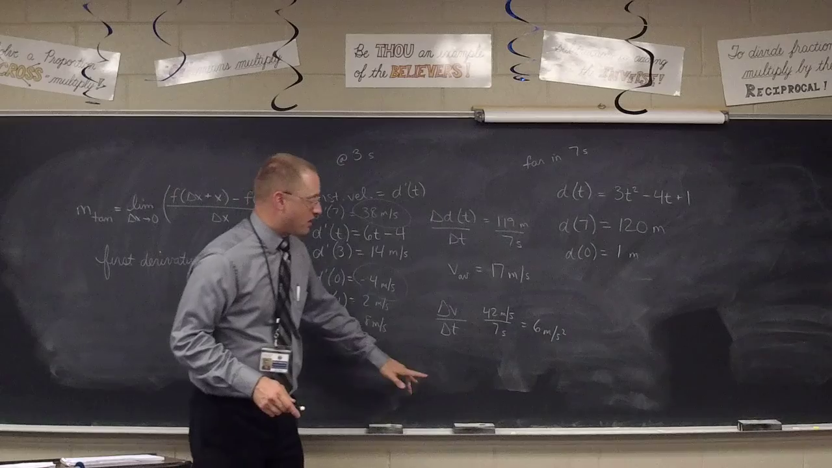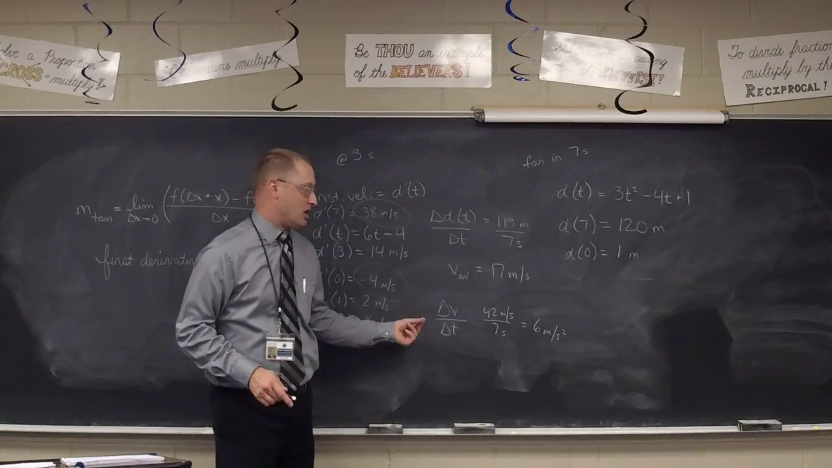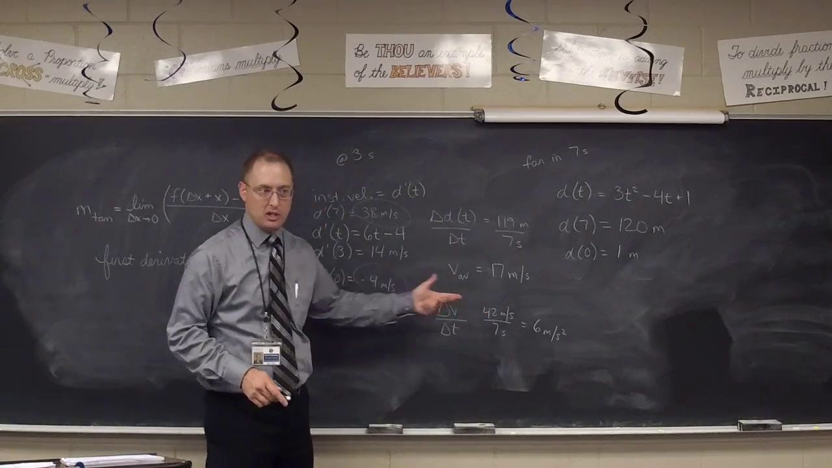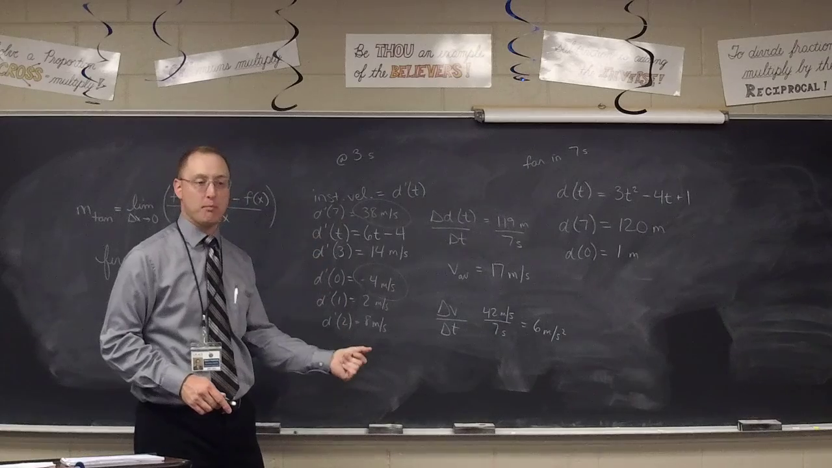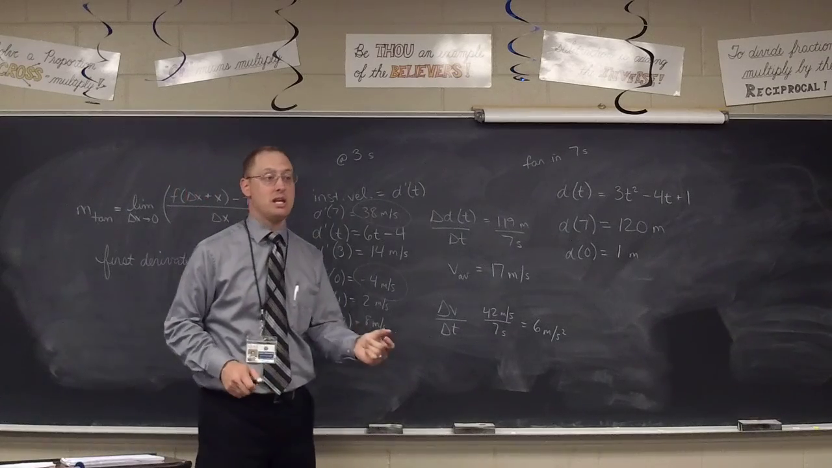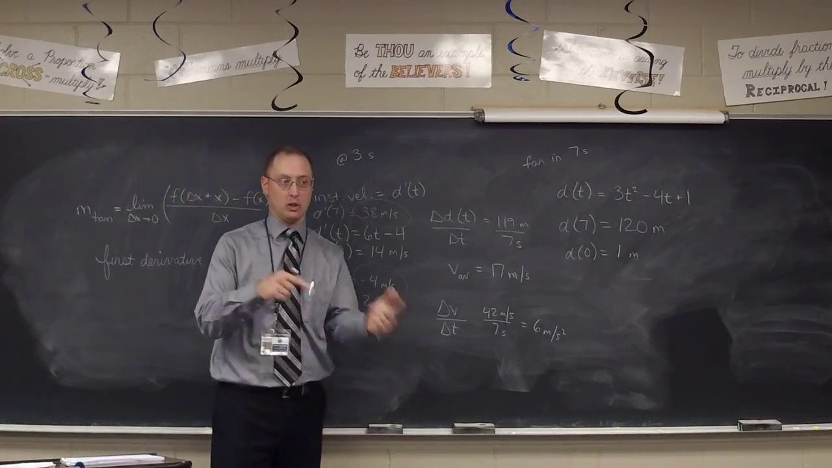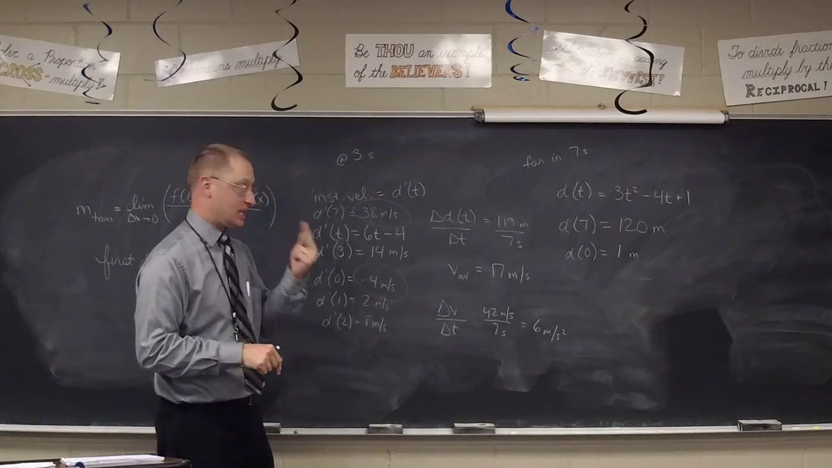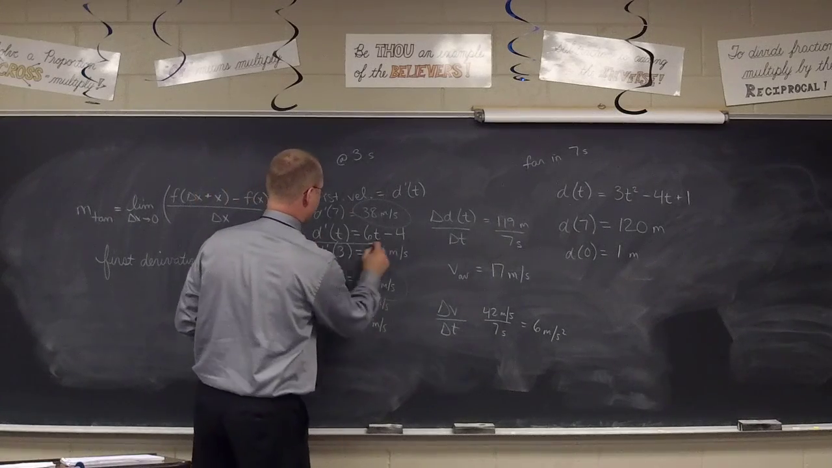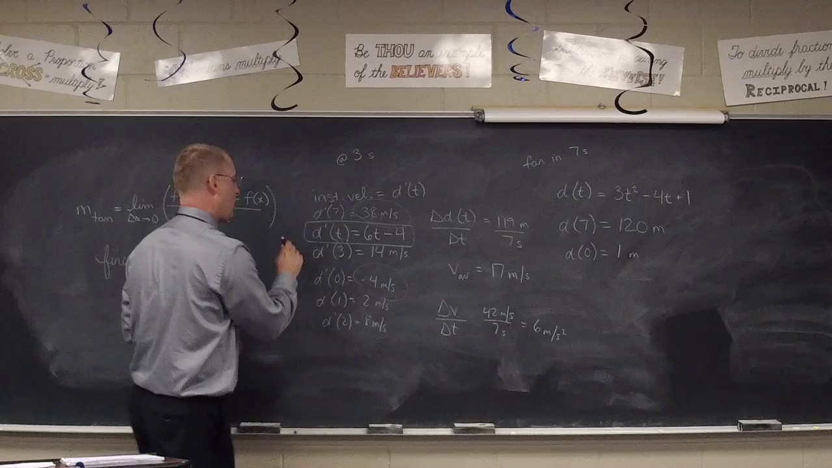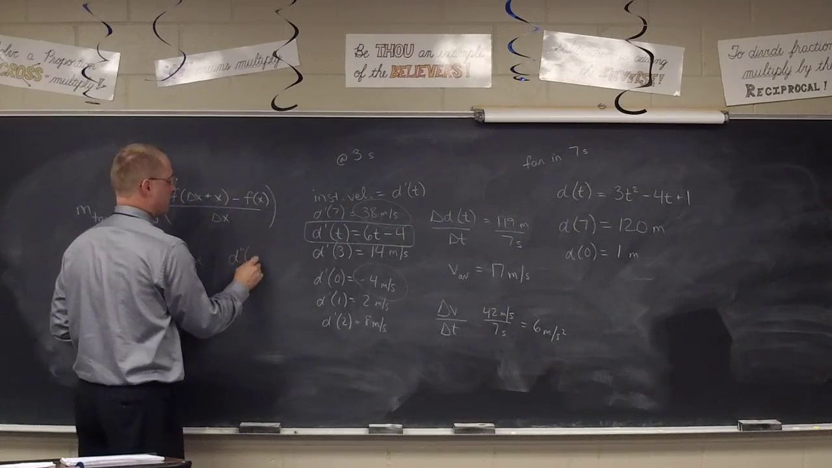But there's another way we could find acceleration, because this is average acceleration. But what if I want to know at a moment in time what the acceleration is? I would need to know the instantaneous acceleration. And that comes from the second derivative. Well, we said the first derivative is right here. How would I find the second derivative, d double prime of t?